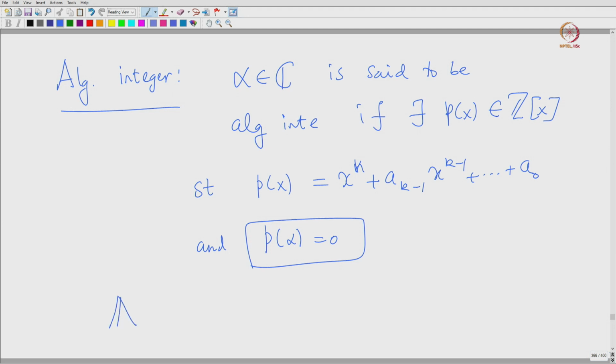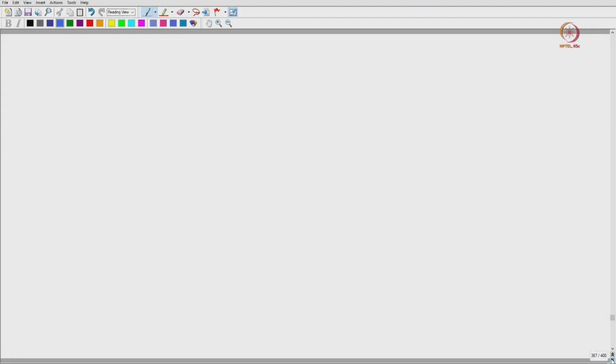Let us denote by A the set of algebraic integers. Indeed, what one can prove is that this forms a subring of the complex numbers. This is the most important result. Okay, so maybe let me state it as a theorem.